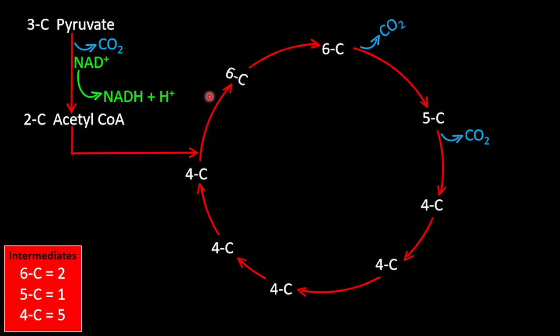All right, let's look at other locations in the cycle to see if we need our electron carriers. And remember, look for the locations where bonds are broken.